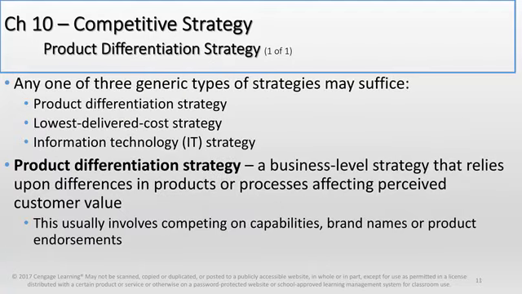Any one of 3 generic types of strategies may suffice. A firm may establish a product differentiation strategy, a lowest deliverable cost strategy, or an information strategy, which is an IT strategy. Product differentiation strategies usually involve competition on capabilities, brand names, or product endorsements.